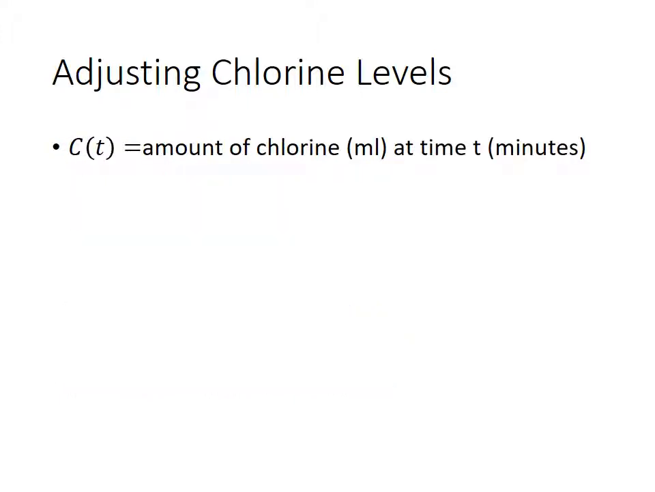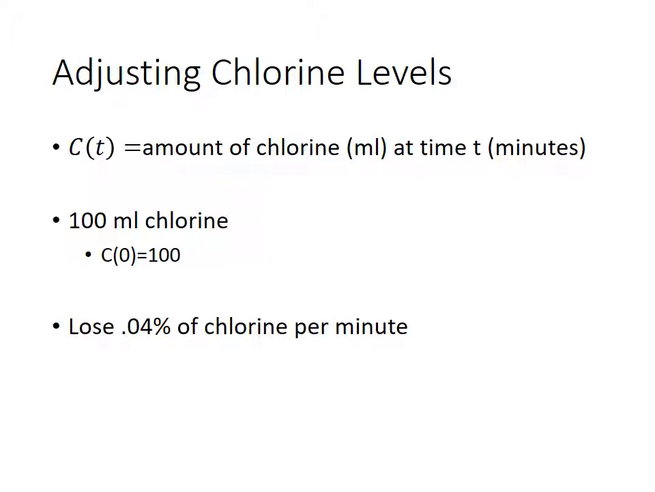So if we define a function c of t to be the amount of chlorine in milliliters at time t in minutes, well, we started with 100 milliliters of chlorine, and that tells us that c of 0 is 100. And the relationship where we lose chlorine at a rate of 0.04% of the amount of chlorine per minute gives us the following: that the rate of change of the amount of chlorine with respect to time is negative 0.04% times the amount of chlorine. It's negative because the amount of chlorine is decreasing.